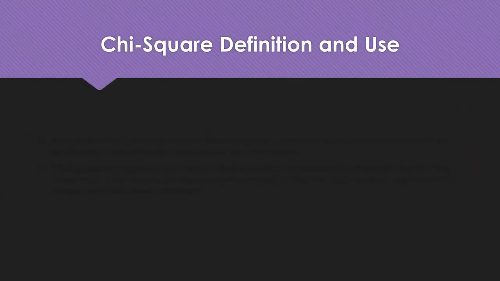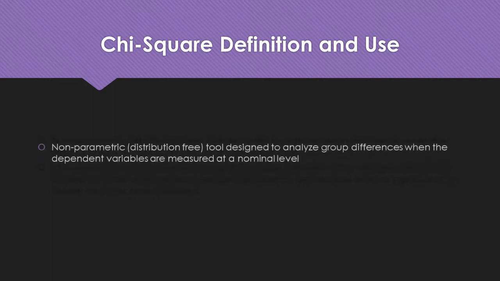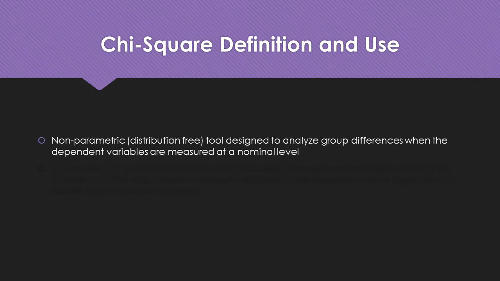So what is chi-square and how do we use it? Chi-square testing is a non-parametric, distribution-free tool designed to analyze group differences when the dependent variables are measured at a nominal level.